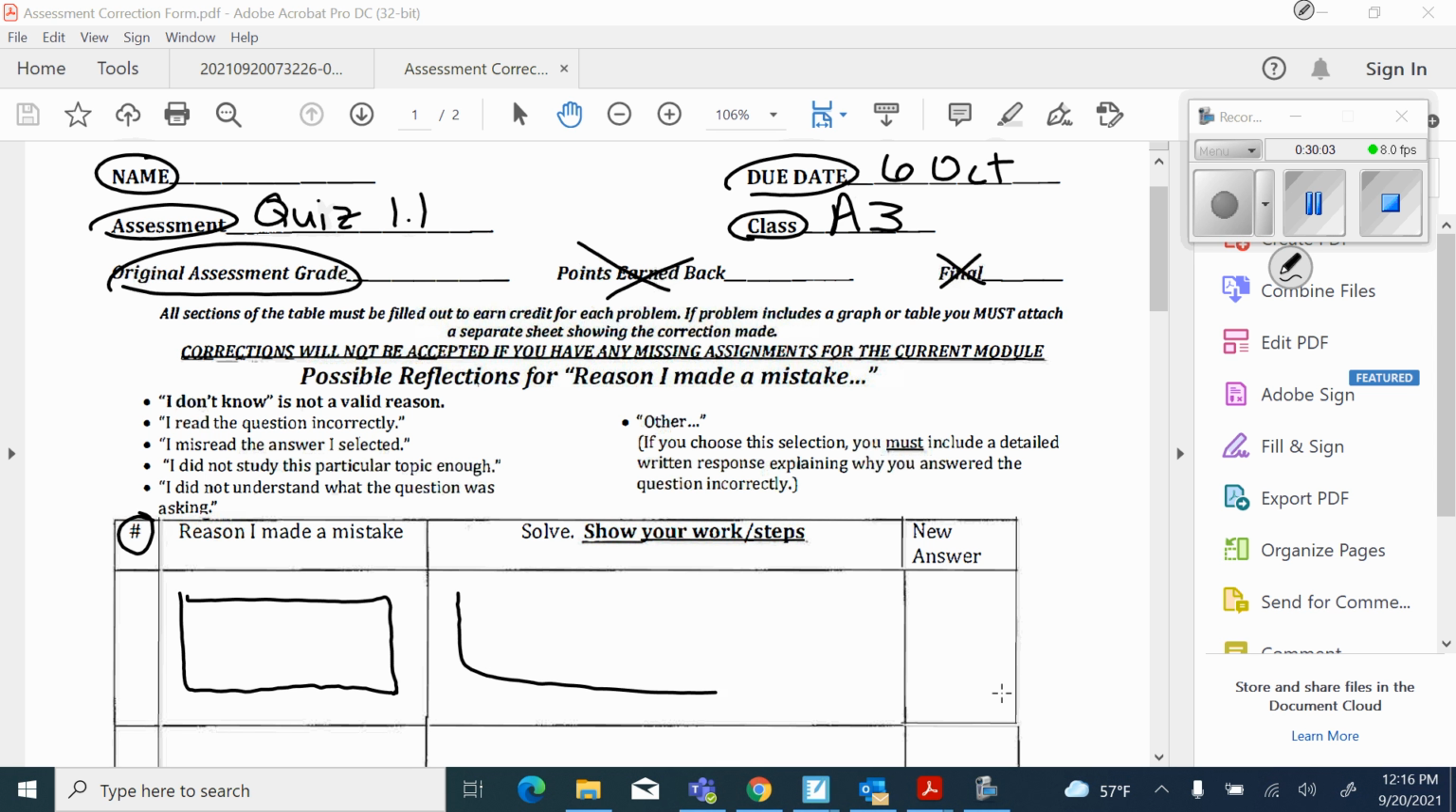Show your work. Do the correct thing, given whatever the problem is, and then make sure your new answer is clearly stated. Once you have done that for every problem that you've missed, you must staple this form to the front of your test and hand it back in for us to grade it. Okay? So I'll go over that real quickly for you guys again. I just want to make sure it's on the video. Any questions on what I've covered on this so far today?